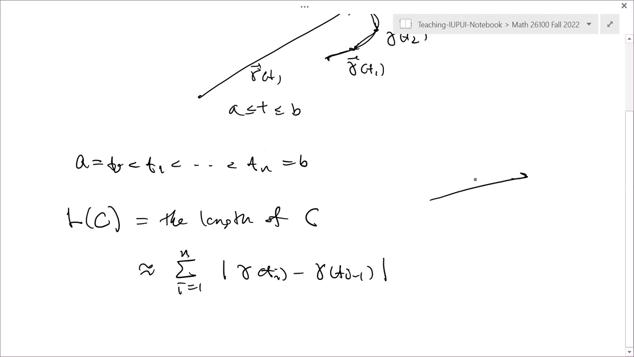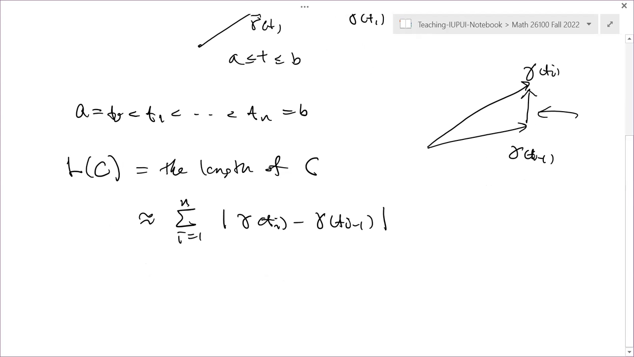So think about that. You have two vectors. One is gamma t_{i-1}, the other one is gamma t_i. How to measure the distance between those two points? You take the difference of those two vectors. That gives the direction of the vector from one point to the other. So you get this vector, the difference of these two vectors. And then you take the length, find the length.